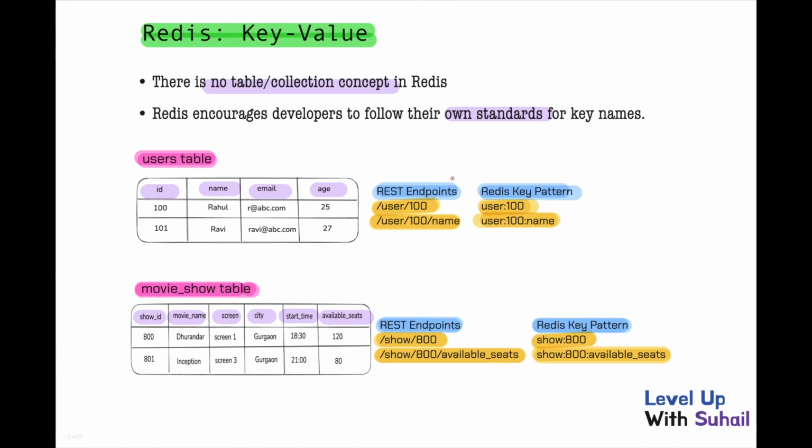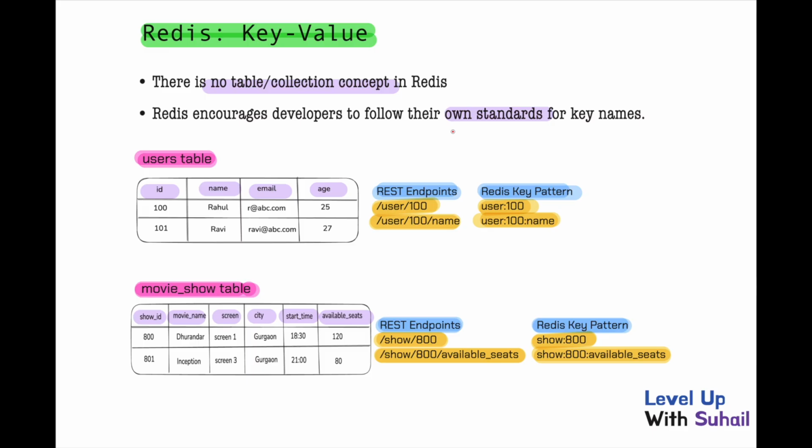Even though Redis is an in-memory database, there is no concept of table or collection in Redis, right? Redis encourages developers to follow their own standards for key names. Means it's up to you. You can give any key name to create a key value pair. But if you are working in an organization, there are multiple teams working together, right? So you need to create some standard among the teams so that everyone follows the same standard to access the key value pair in Redis.